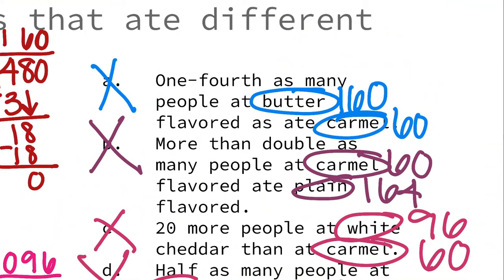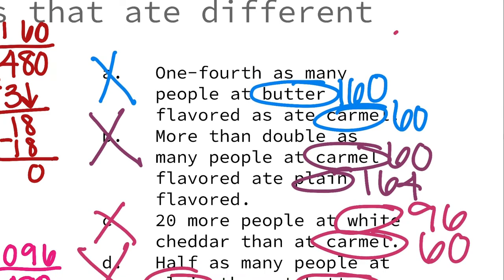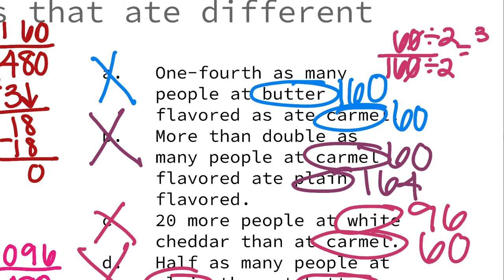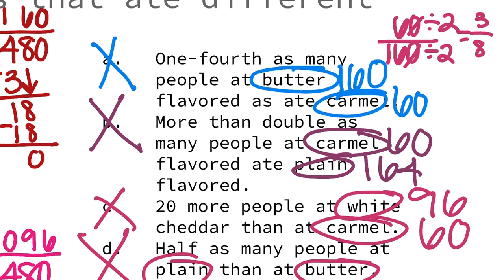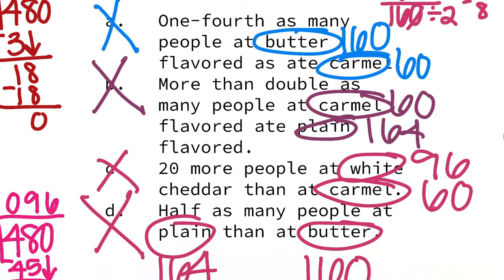If we looked at answer choice A, though, I know this is not great, but if we look at answer choice A, it says 1/4 as many people ate butter flavored as caramel. If we switch it around and did 60 over 160, or 3 over 8. That's not it. I don't like these. This is more than double as many people ate caramel flavored.